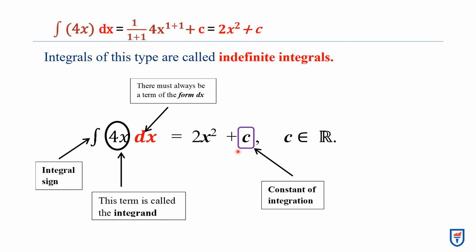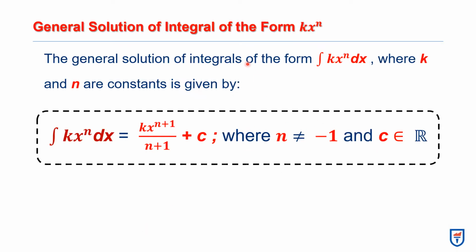Here we also get our expression after integration, which is 2x squared plus c, where c is an arbitrary constant. This is a constant of integration, and c will always be a real number. When we are integrating any expression in the form of k x to the power n, the general form is the integral of k x to the power n dx, where k and n are constants or real numbers.